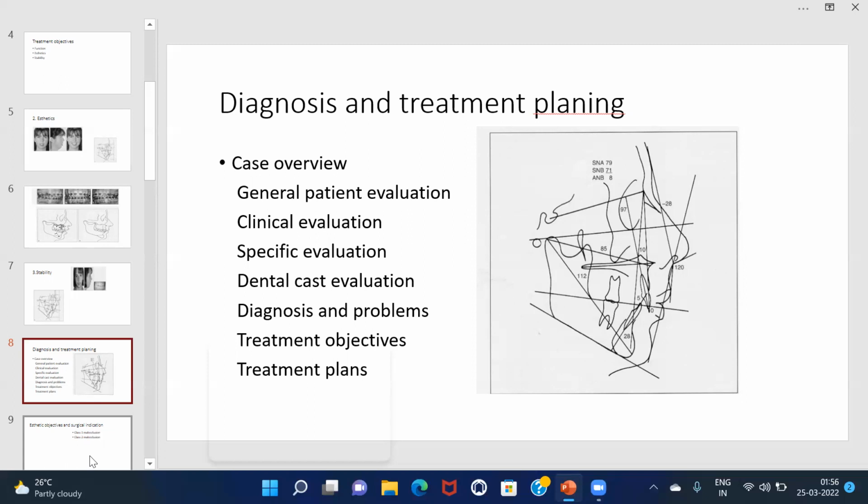Now, case overview: the general patient evaluation, which includes the name, age, medical history, and dental history. In the dental history, she had orthodontic treatment by her general practitioner for 18 months. Currently, she has fixed lingual retention appliances in the mandibular incisor area. Four impacted third molars are present.